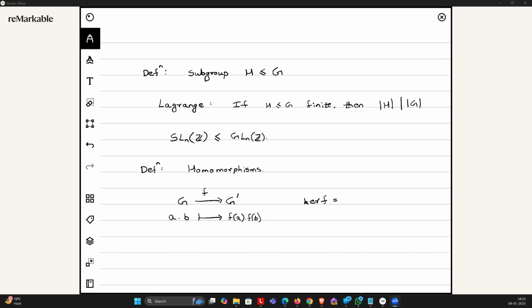x belongs to G such that f of x equals 0.